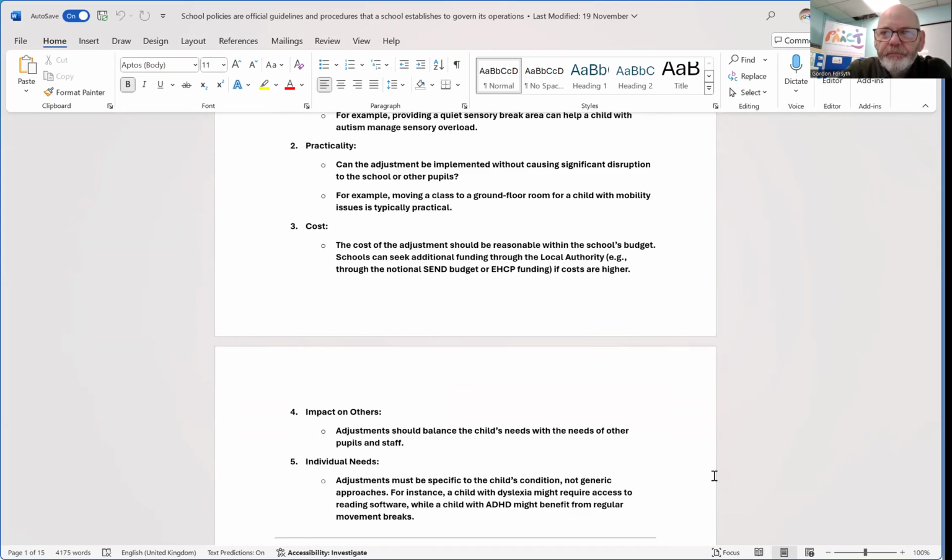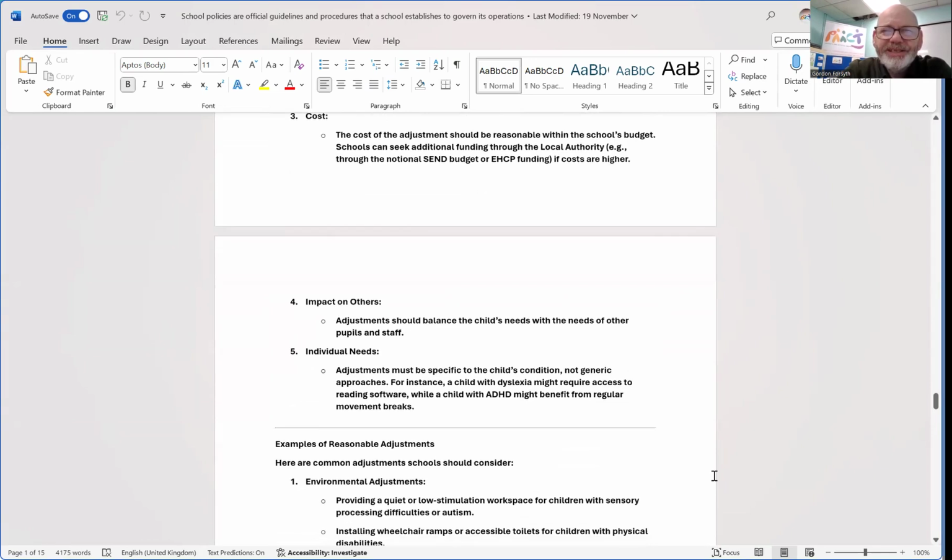if costs are higher. So the notional budget is when I used to go on about the school getting £6,000 per child if they're on the special needs register. They have £6,000 available through the notional budget, but it's not given to them. They have to apply for it to put things into place. That's just where I was wrongly informed, and I was strongly adamant that this was based on the information I had been given. But the school can apply for notional funding to put certain adjustments into place.